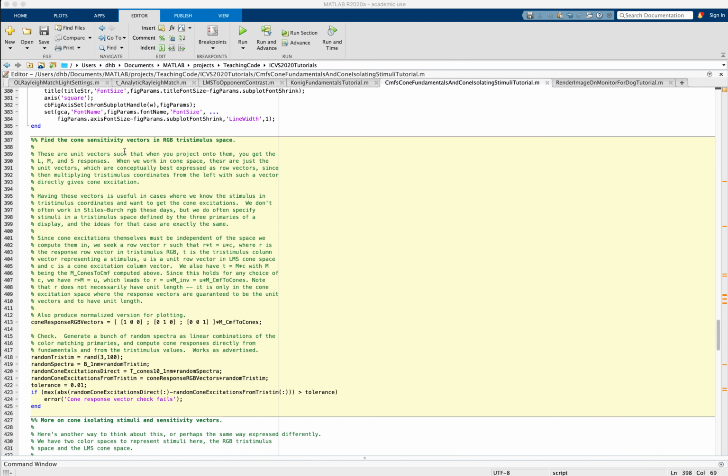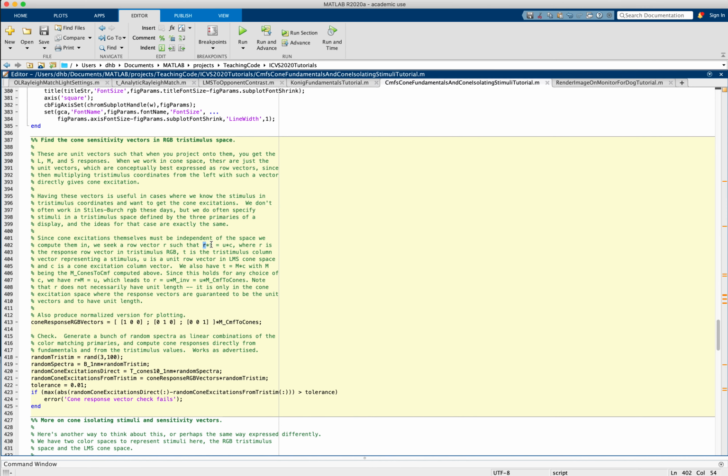All right, so how do we derive these cone sensitivity vectors? What we can realize is that we want the cone excitations to be independent of the space in which we compute them. So if we consider the L cones, what we're seeking is a row vector R such that we dot it into the column vector with the tristimulus coordinates of a stimulus, we get the L cone excitation. That's going to be obtained also by the vector 1, 0, 0, the first unit vector in the cone space, dotted into the cone excitation coordinates. So R is what we're after.